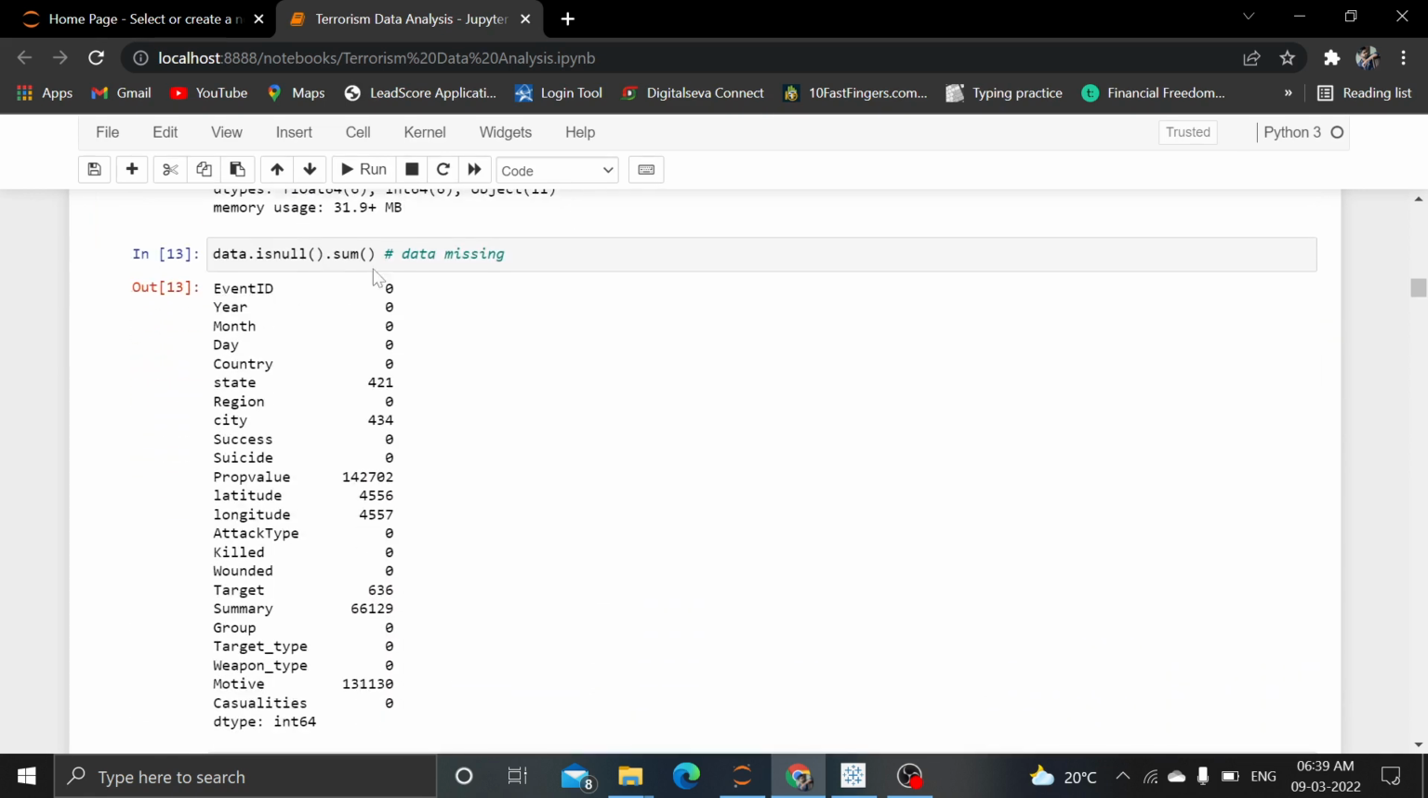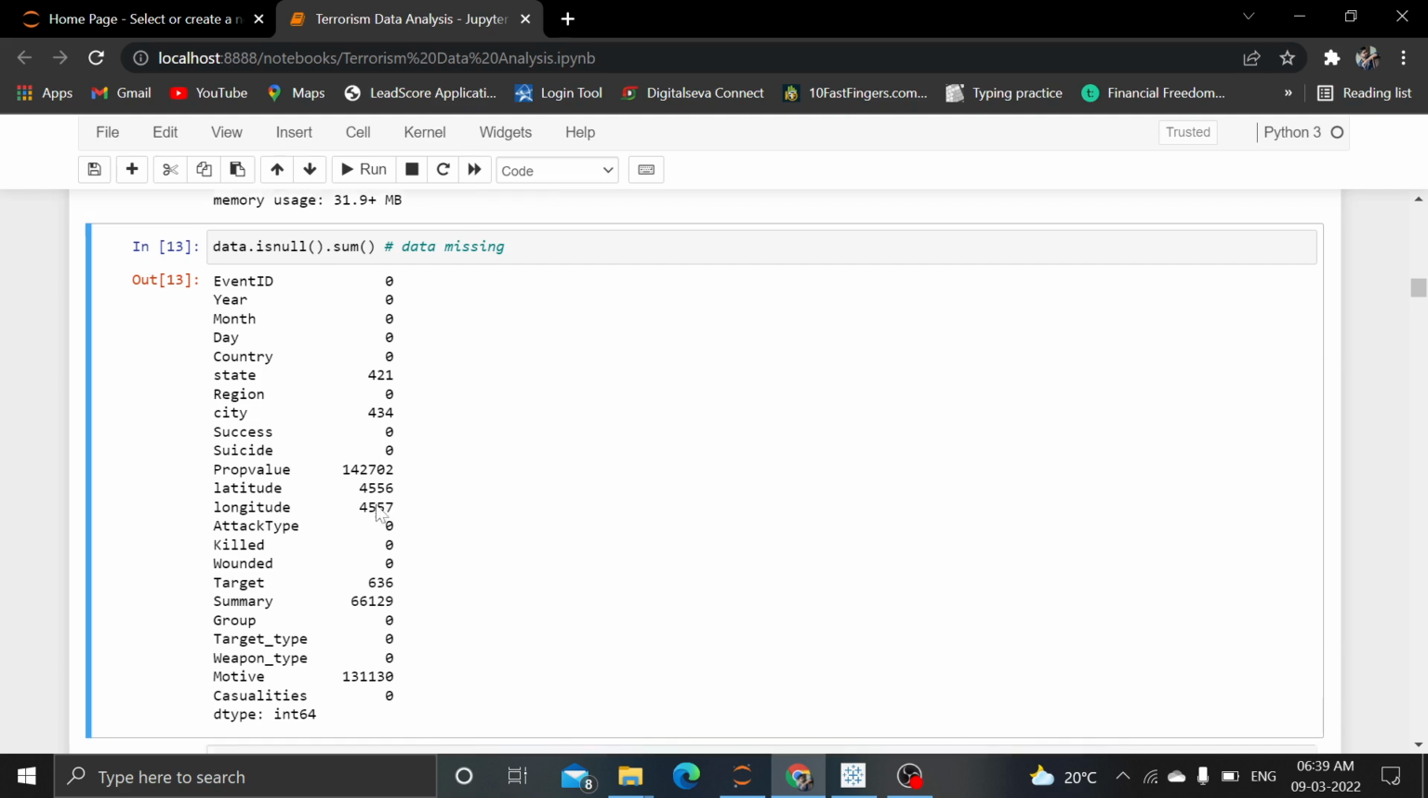Here, I check whether there is any missing value in our data or not. You can see that in the state column there are 421 records missing, and in the prof value a huge number of records are missing. We can impute them using an imputation technique, or we can remove them.